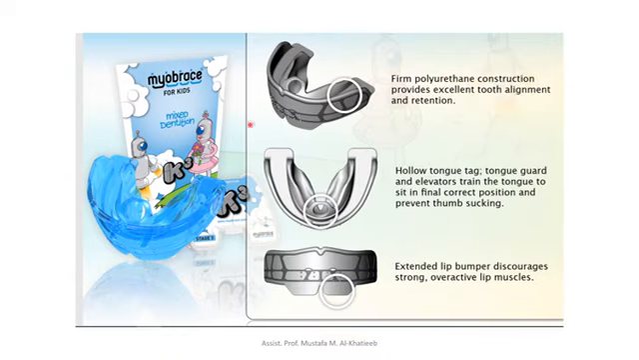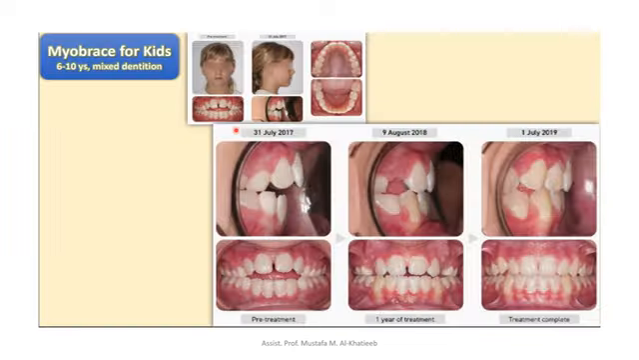The K3 differs from the others. It is a firmer version of polyurethane construction, provides excellent tooth alignment and retention, and the hollow tongue tag and elevators train the tongue to sit in the final correct position and prevent thumb sucking. The extended lip bumper discourages strong overactive lip muscles.